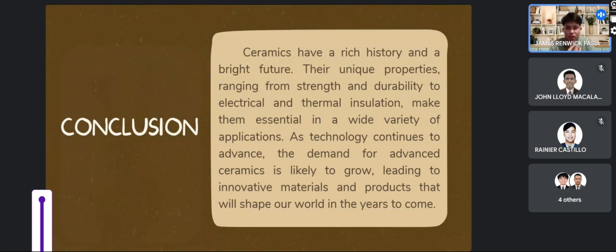So to end our presentation, we would like to conclude that ceramics have a rich history and a bright future. Their unique properties, ranging from strength and durability to electrical and thermal insulation, make them essential in a wide variety of applications. As technology continues to advance, the demand for advanced ceramics is likely to grow, leading to innovative materials and products that will shape our world in the years to come.